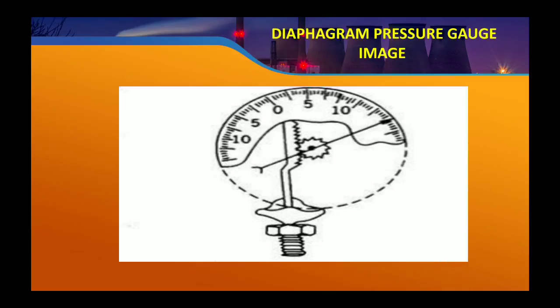Here you can see the diaphragm pressure gauge image. This is a gear mechanism, the pointer is connected to it, and this is the calibrated scale, and by this scale we can measure the value of low pressure. So these are the several types of pressure measuring instruments we have discussed here.